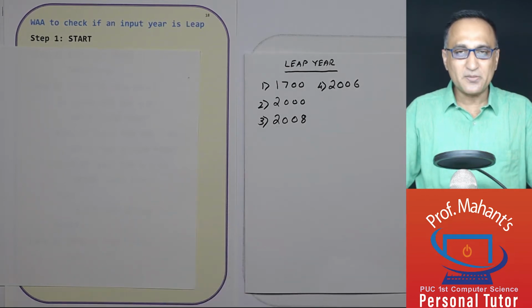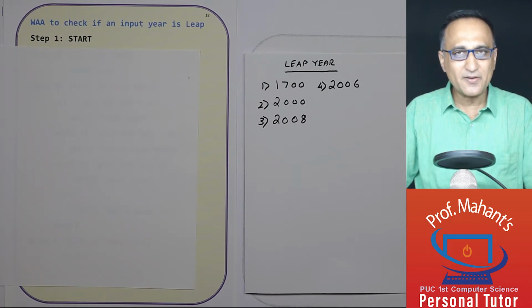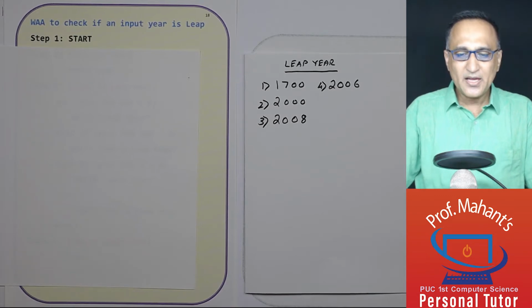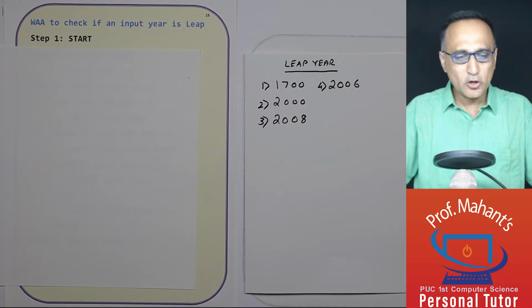So the logic is pretty simple. If it is a century year, it should be divisible by 400, then only it's a leap year. Else, if it is a century year and not divisible by 400, it is not a leap year. How do you find if a year is a century year or not? If you take the year and divide it by 100, if the remainder is 0, that means it's a century year. If you take a century year, divide it by 400, only if the remainder is 0, that means it's a leap year. Every other non-century year is quite easy. You need to check whether it's divisible by 4 or not.